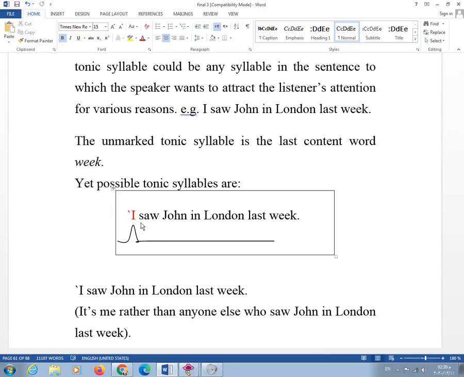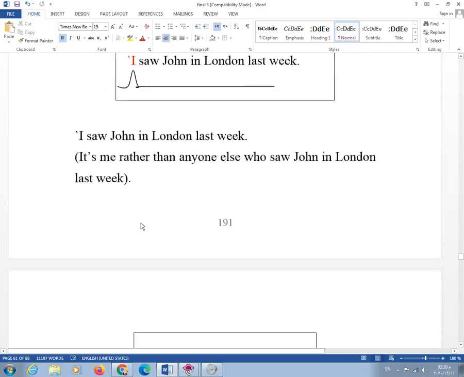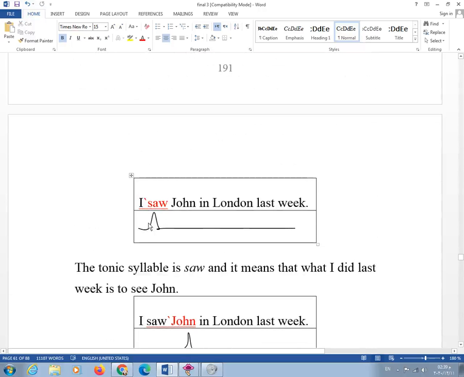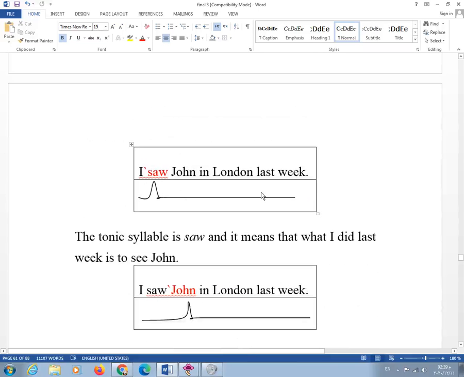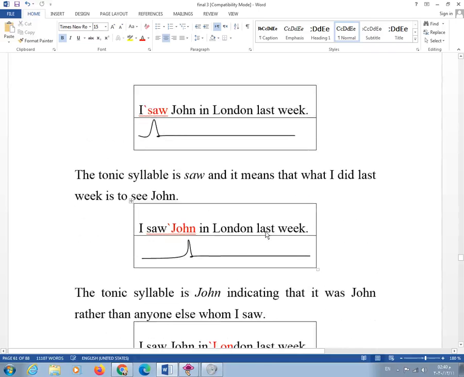Okay, let's look at another word. I saw John in London last week. So here saw, okay, different pronunciation. Here is a key word and the focus word and the tonic syllable at the same time. Okay, what does this mean? It means that the most important thing happening to me last week is that I saw John in London last week.